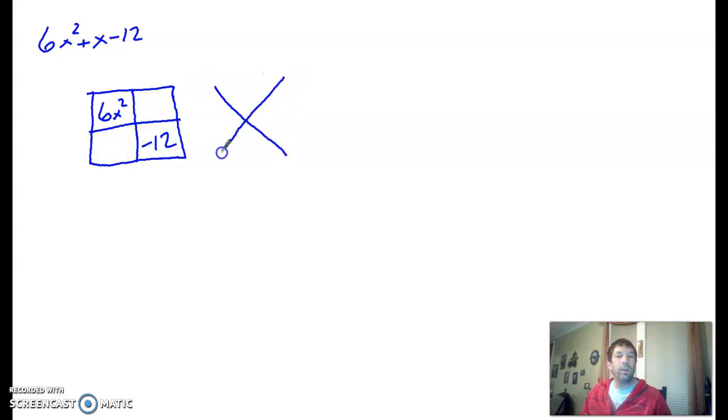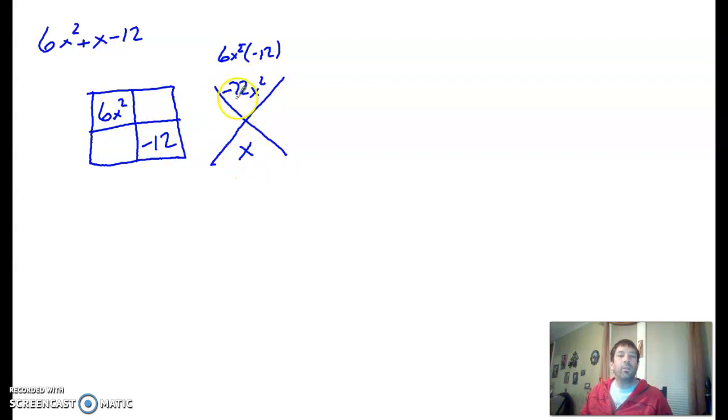And then we're going to come over here, we're going to make this x, and we're going to multiply those two values together. So 6x squared times negative 12. And that gives us negative 72x squared. Okay. Then what we're going to do is we're going to take this positive 1x and we're going to put it down here on the bottom. Okay, so that middle term goes on the bottom. We multiply the first and last terms, that goes on the top.